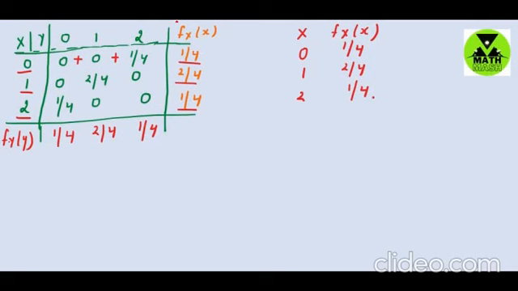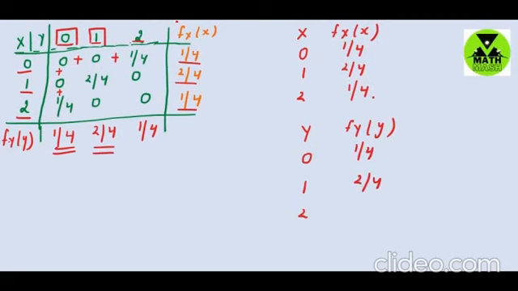Now for the marginal density of y, y is taking values 0, 1, 2. So write 0, 1, 2 and the corresponding marginal density, so this is fy at y. Taking the summation over x values, that is 0 plus 0 plus 1 by 4, corresponding to y equal to 0, this is 1 by 4. So write it 1 by 4. Corresponding to y equal to 1, this is 2 by 4. Write it 2 by 4. And corresponding to y equal to 2, this is 1 by 4. So write it 1 by 4.